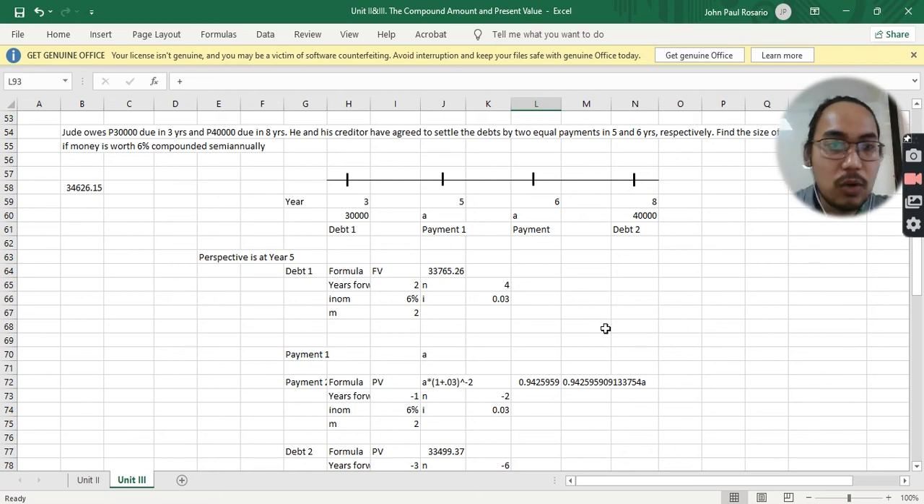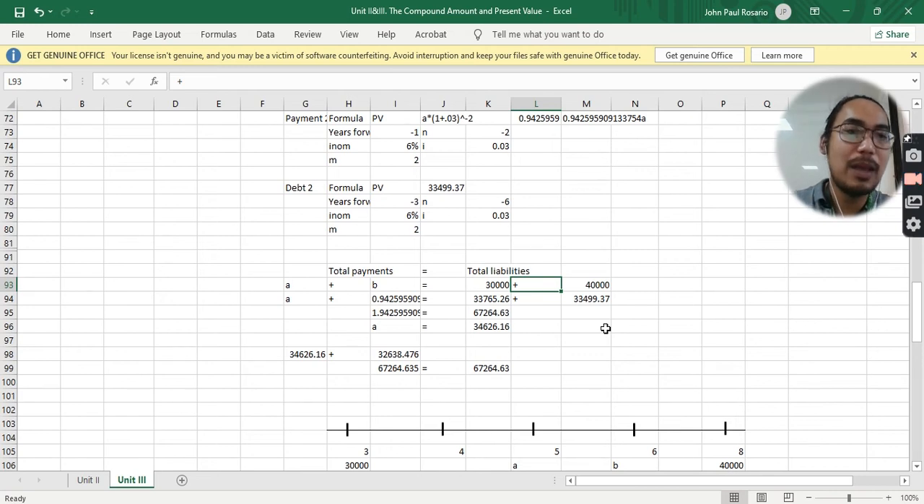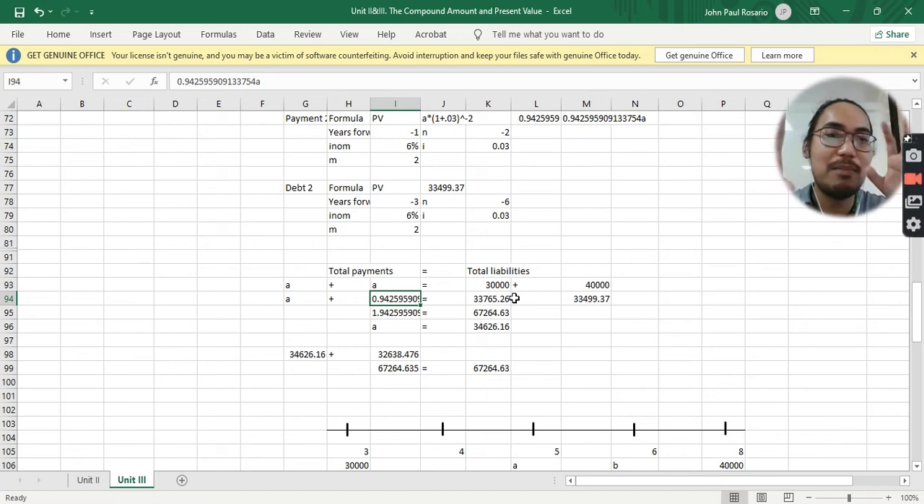So again, what we're trying to solve here is the payment that will extinguish the debt. Since we are looking for payments that will extinguish the debt, it should mean that the equivalent values of all payments should be equal to the equivalent values of all liabilities. So for our total payments, it's not A, but A plus A, right? Since they are equal, A is equal to A, so A plus A.